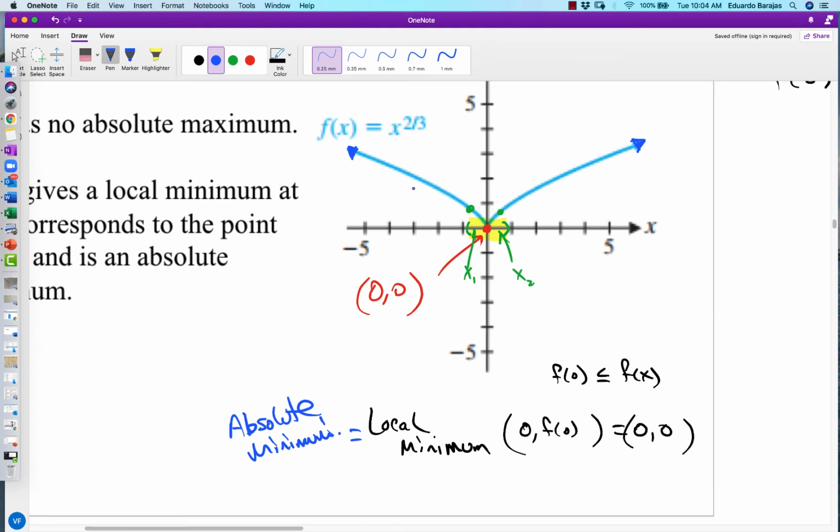Notice that it does come to a sharp point here. So that means the derivative does not exist there. Keep that in mind. When we have a graph with a sharp corner like this, we know that the derivative does not exist at that point. So we have an absolute minimum and a local minimum, but this graph is an example of a graph that does not have any absolute maximums or local maximums.